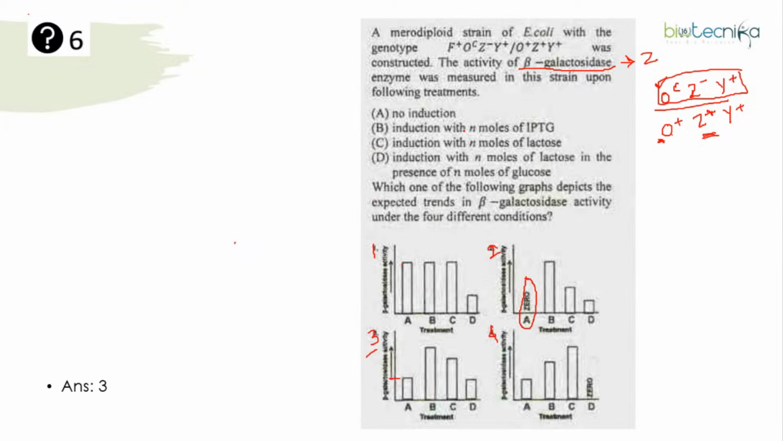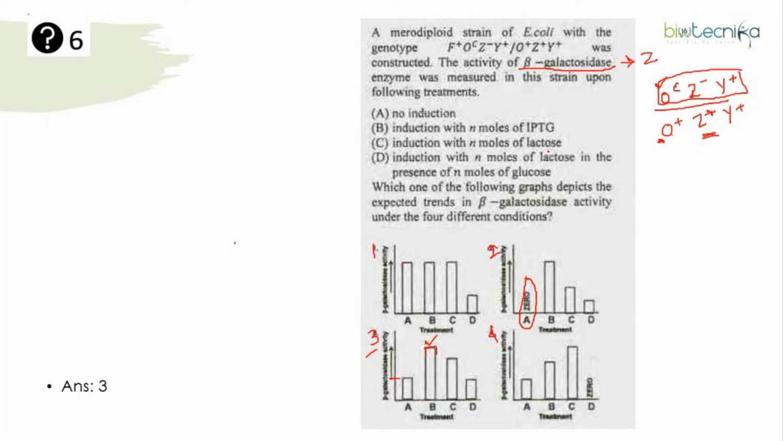Now, next one, induction with n moles of IPTG. IPTG is an inducer, right? So it will remove the repressor, so your operator will be free to transcribe the Z gene. Your polymerase will be able to bind to the operator and you will get the Z gene. So you're going to get a high level of Z expression, which is absolutely correct here.